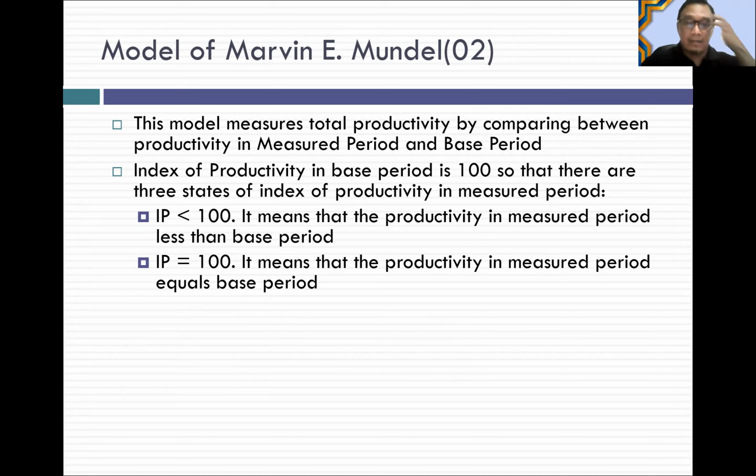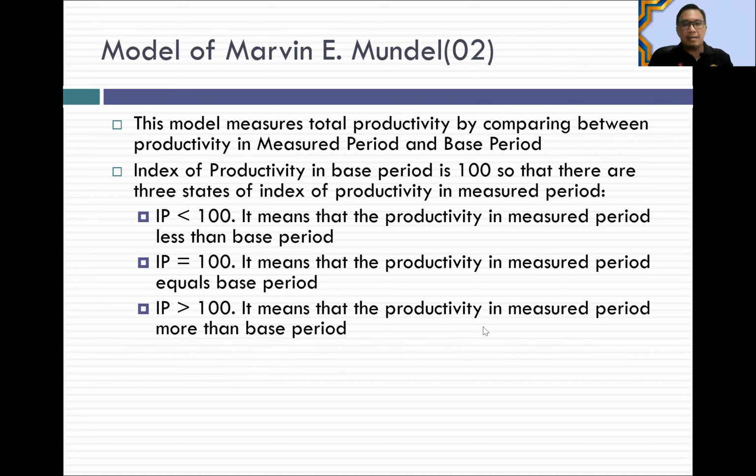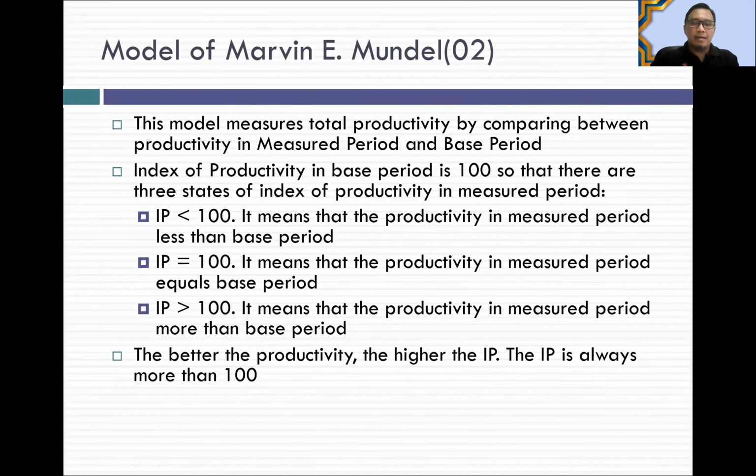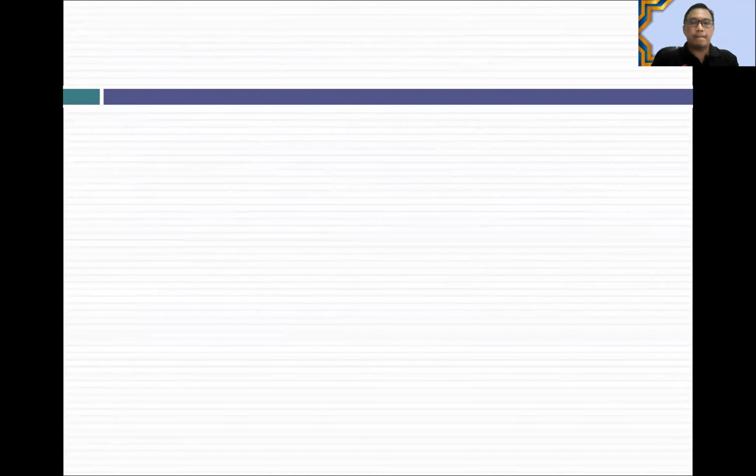And then if the productivity index is more than 100, it means that the productivity in the measured period is better than, or more than, the base period. So the better the productivity, the higher the IP. If the IP is higher, it means that the productivity is better.